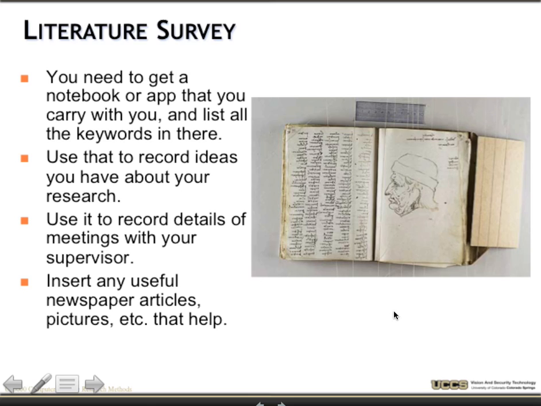Okay. The second thing I strongly recommend is you have a notebook or an app. Most of you are computer oriented, so it's probably an app, where you keep track of all of that stuff. So this is obviously a very old notebook. I won't guess who it belongs to. But keeping track of all the terms is really important.